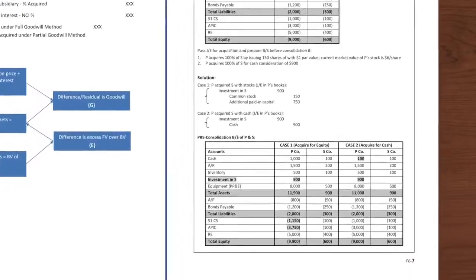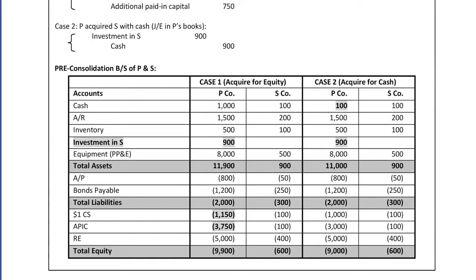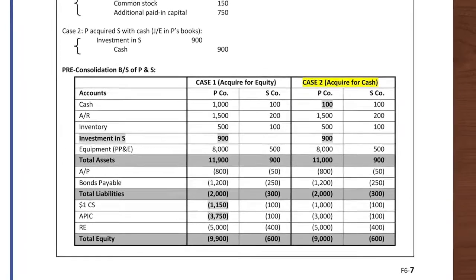Let's go to page 7 and look at the example that we've just started building up on the board. On the second half of this page, you've got the pre-consolidation balance sheets of the parent and the subsidiary. And we've got two cases here. Case number 1, where the parent issued 150 shares of its own stock to acquire all of the subsidiary, 100% of the subsidiary. And highlight case 2, acquire for cash, where the parent purchased 100% of the subsidiary for a cash consideration. Now, we're going to build up case 2 as we look at many more examples to come on the next few pages.